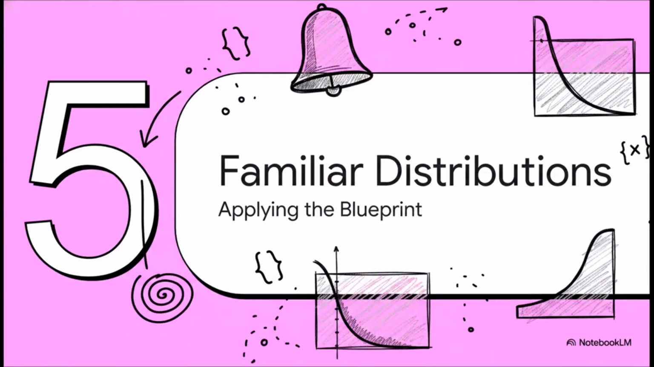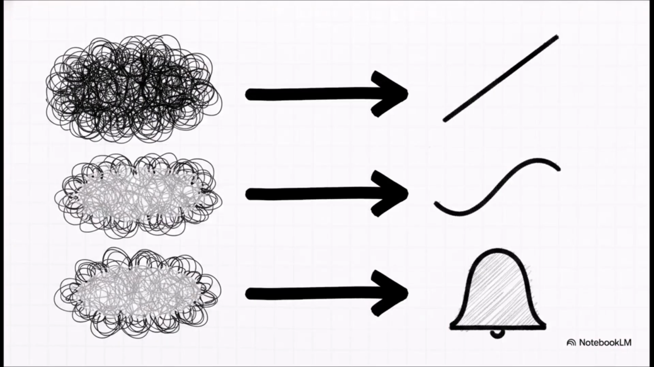Section 5. Testing familiar distributions. Applying the blueprint. Let's see how this actually works on the models you use every single day. Before we test specific distributions, we need to understand how parameters influence the density. Why? Because depending on how a parameter enters the density function, the kernel takes on a highly predictable, easy-to-test form.